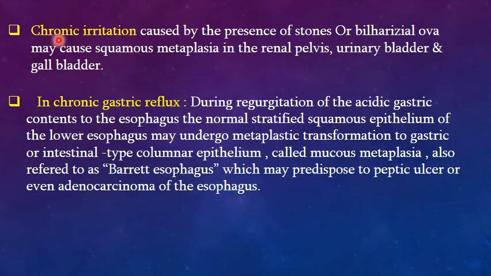The other example of metaplasia is in patients with bilharzial ova, schistosomiasis, which may cause squamous metaplasia in the bladder epithelium. The type of the lining epithelium, the urothelium of the urinary bladder and renal pelvis, and also the gallbladder, will be changed. So one of the causes of squamous metaplasia is the bilharzial ovum or stone in the gallbladder.